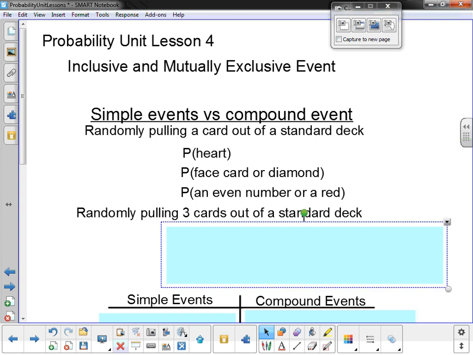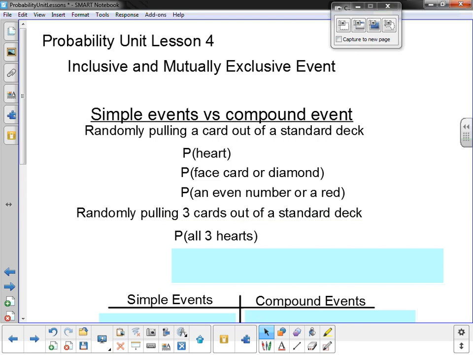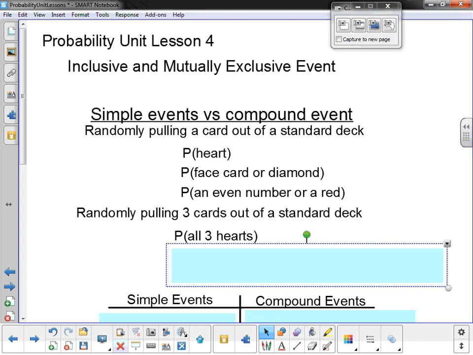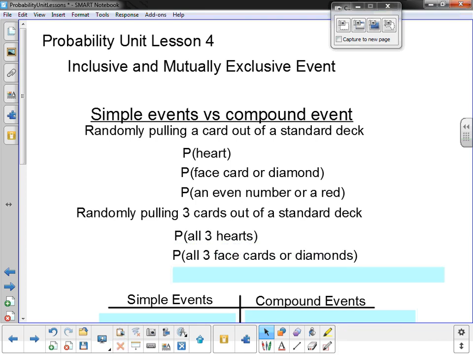Now, what if I'm doing 3 cards? Can I still have simple events if I'm doing 3 cards? Well, yeah. What if all 3 of them are heads? That's a simple event. Now, the question is, do I pull all 3 out at once? In which case, we refer to it as being dependent. Or am I pulling a card out, putting it back, pulling a card out, then it's independent events. Independent and dependent events by themselves fall into both sets of these categories. Now, what if I wanted all 3 face cards or diamonds? Again, that's a compound event because I have multiple outcomes. And if I had 2 even numbers or a red and 1 diamond or a spade, that is a compound dependent event type deal.